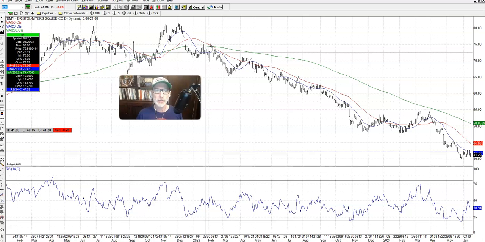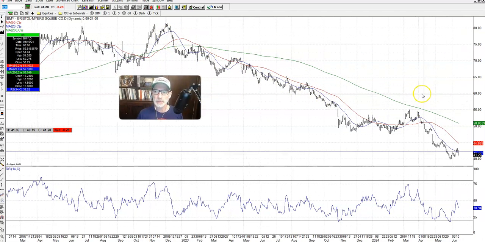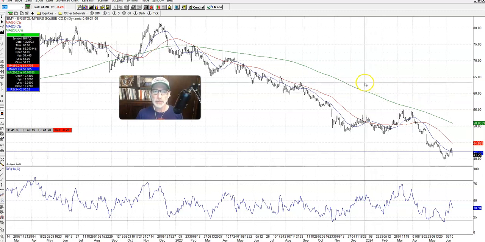This is BMY, Bristol Myers, just stuck in this downtrend. A lot of people might be saying, it's a great company, which it is. And I want to get into buying some BMY, but based on the charts, you really shouldn't be buying right now. The stock is moving down. Why would you buy when a stock is moving lower? Most people say, I want to try to pick a bottom. I want to see if I can catch the bottom here.